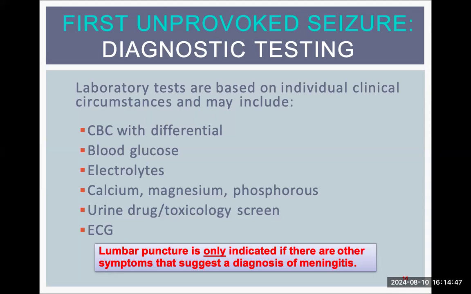So what are the investigations that might be needed? CBC with differentials, blood glucose, electrolytes, including calcium, magnesium, phosphorus, the urine drug toxicology screen, and the ECG. In some resources, it was mentioned as well.